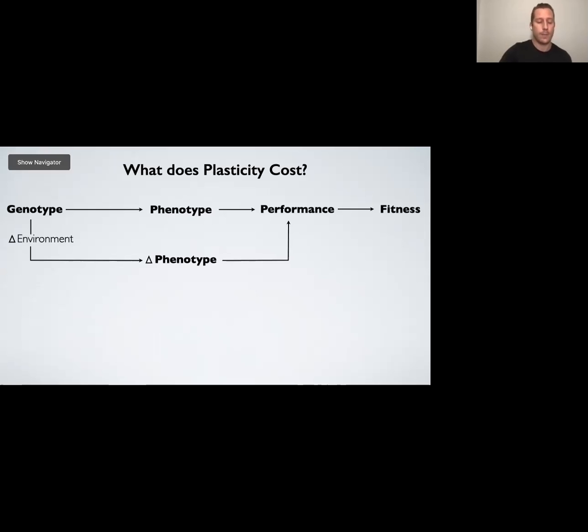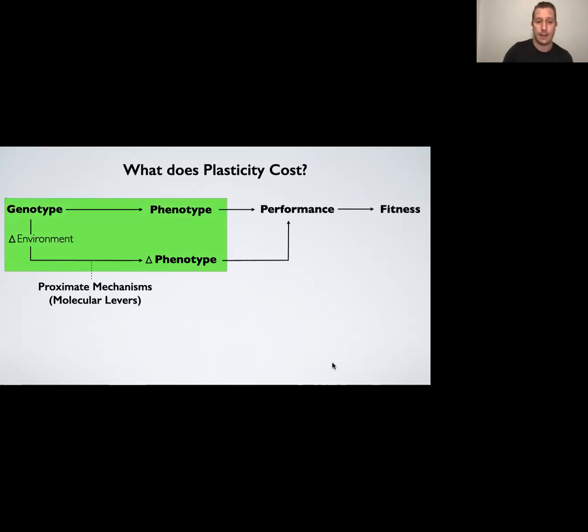And I really work from the bottom up, where I study the most basic functional levels of physiology in order to start identifying proximate mechanisms that regulate these plastic phenotypes. For the purpose of today's talk, I'm going to refer to these molecular mechanisms, or these proximate mechanisms, as levers. In other words, when animals are faced with stress, there's a finite number of molecular levers that they can pull to coordinate these compensatory phenotypic responses.